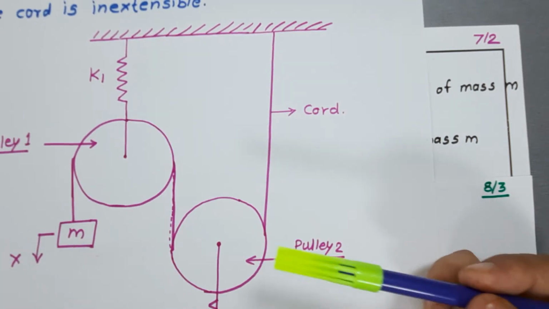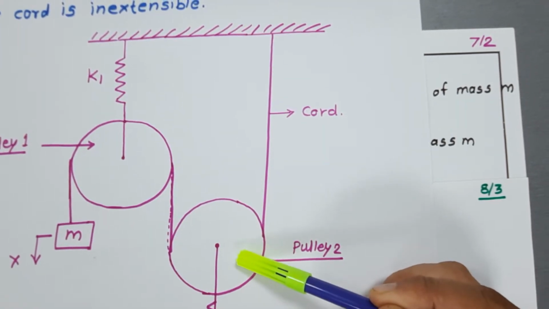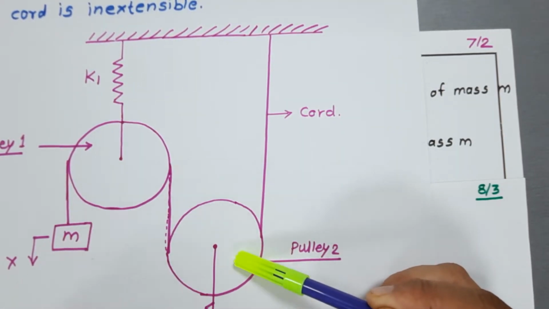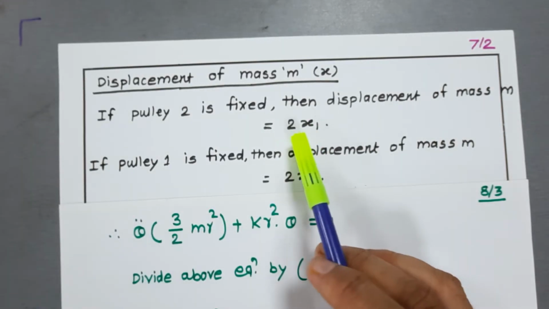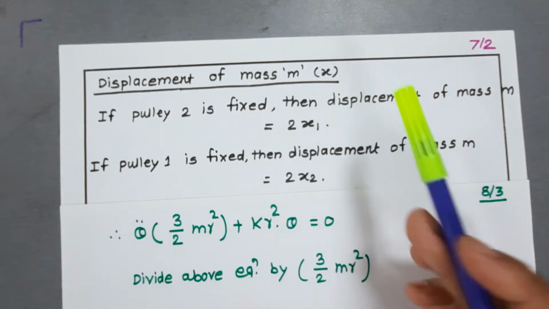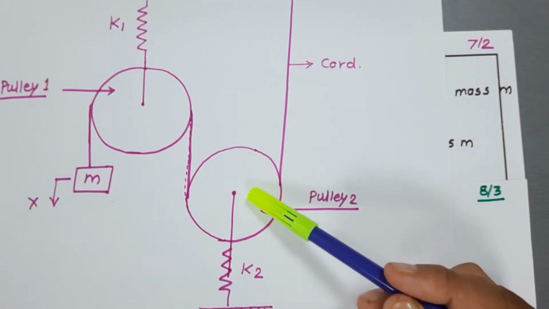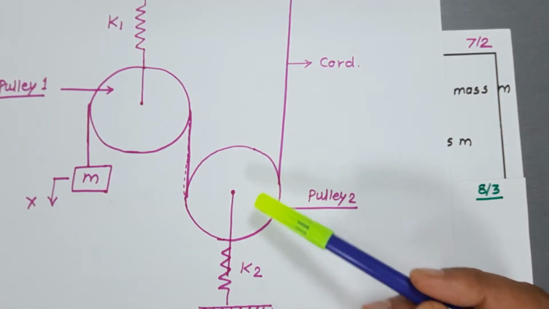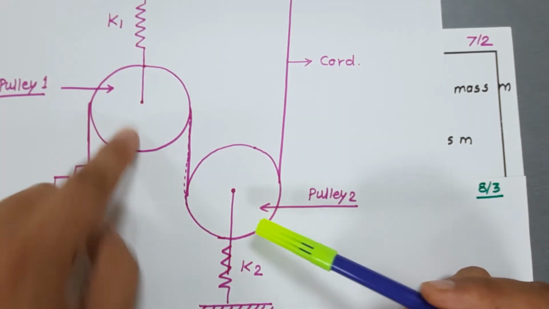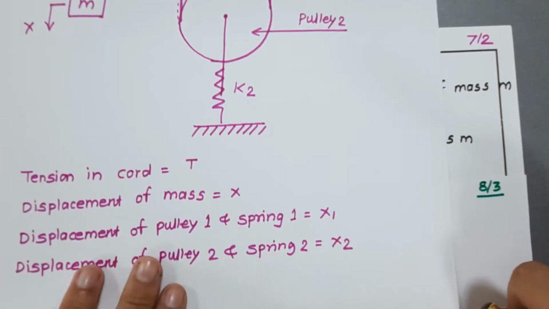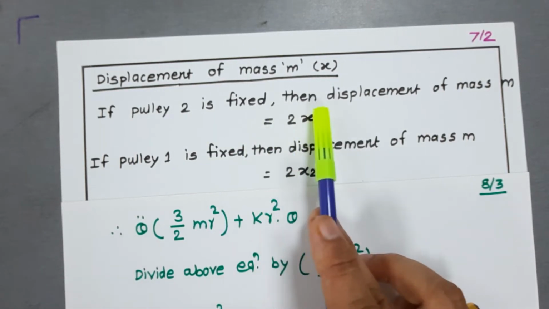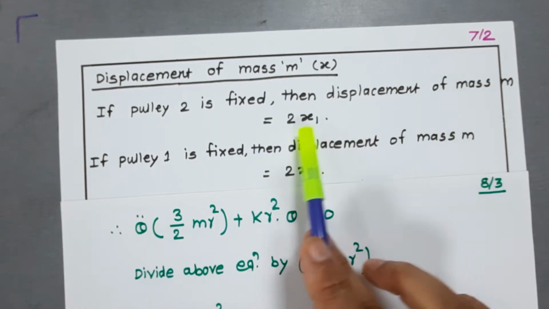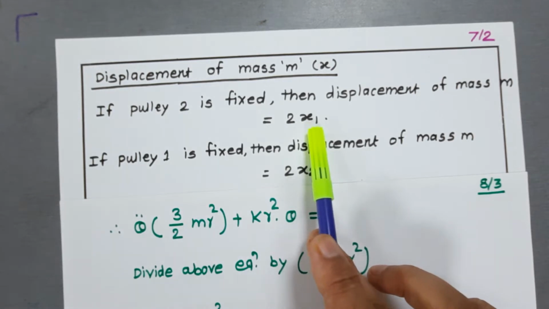Yes, because as pulley 2 is fixed, observe here, that means only pulley 1 is going to rotate. So for pulley 1, we have displacement X1. So there is only displacement in pulley 1, and that displacement is given by X1. So hence, if pulley 2 is fixed, then the displacement of mass M is given by 2 into X1.